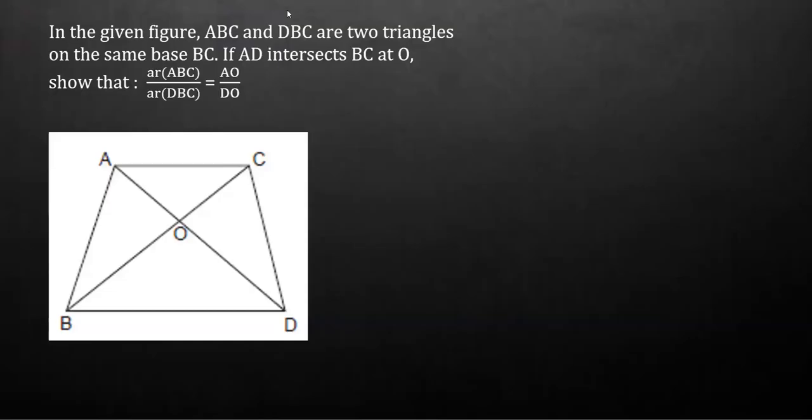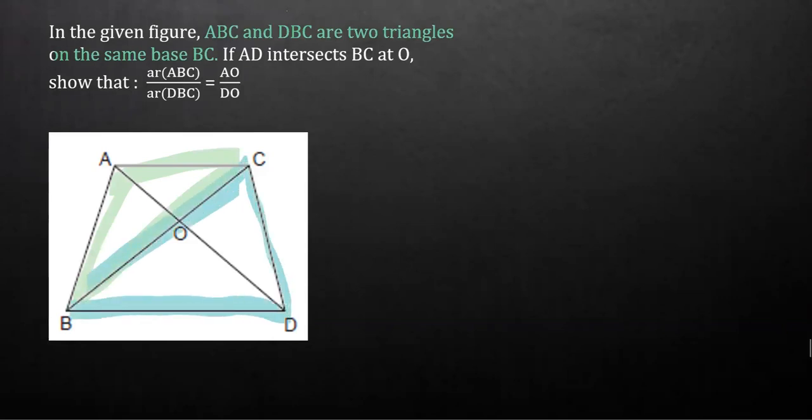One more question based on concepts of similar triangles. As you can see, we are given two triangles, ABC and DBC, and they are on the same base BC. This is triangle ABC, and the other triangle is this DBC. They are on the same base BC, BC being the common base on which these two triangles are there.